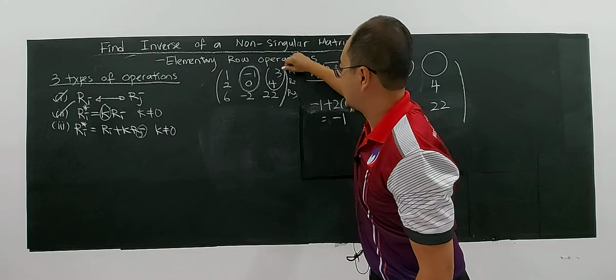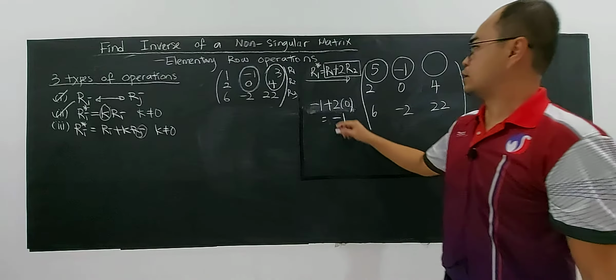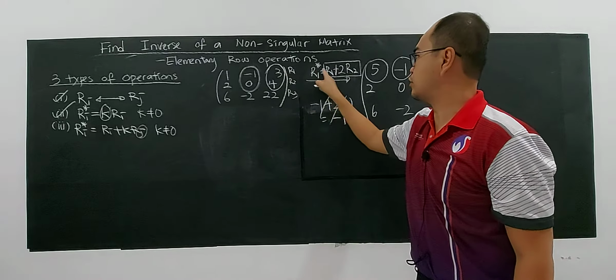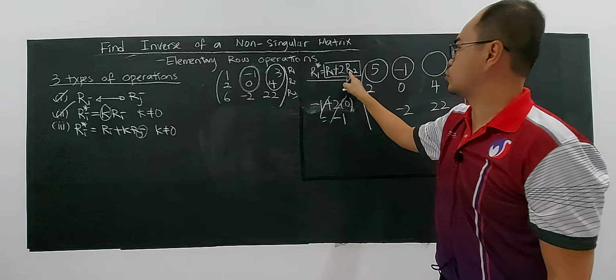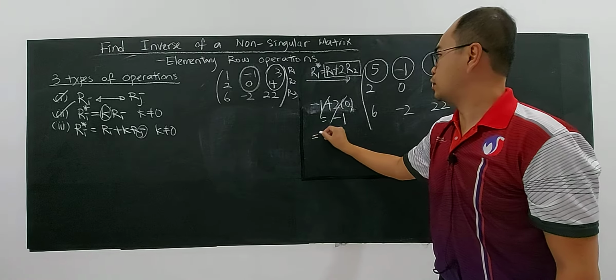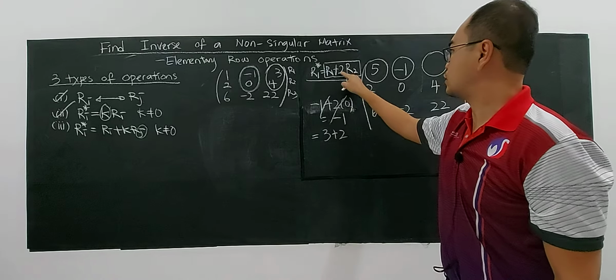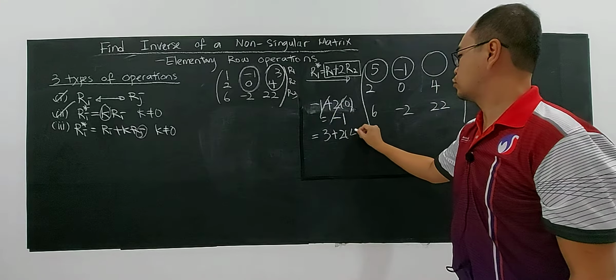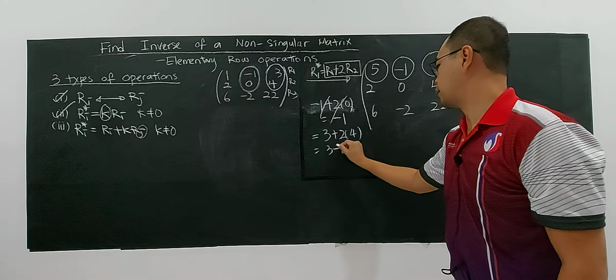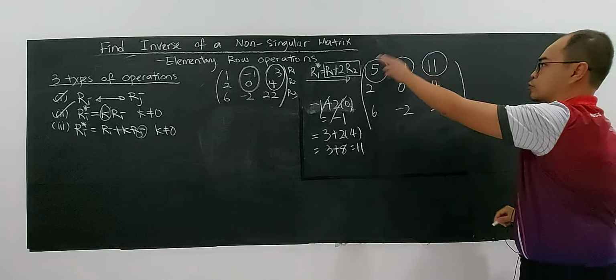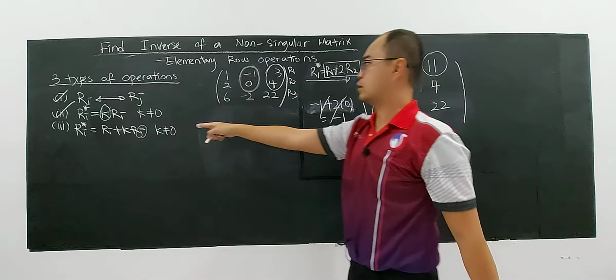And for this third one, we look at this. So it's 3 and 4, right? Now it's 3 for row 1, 4 from row 2. So it will be equal to 3 plus 2 times row 2, 2 times 4. So you have 3 plus 8, you have 11. So you have modified the first row. This is the meaning of the third operation.